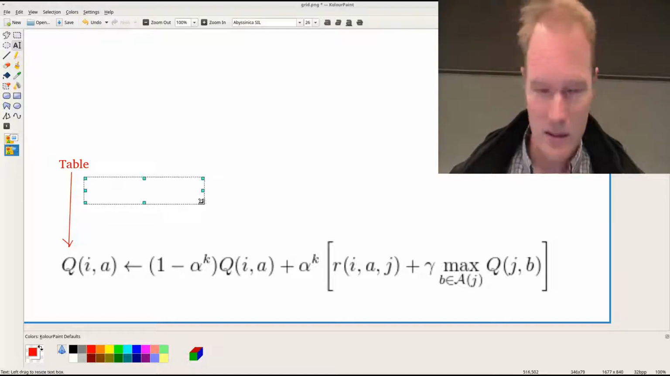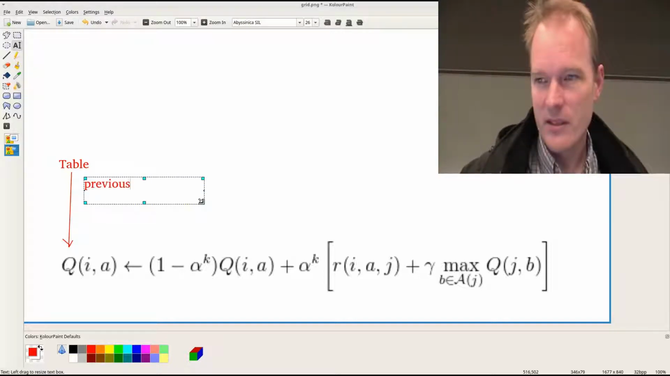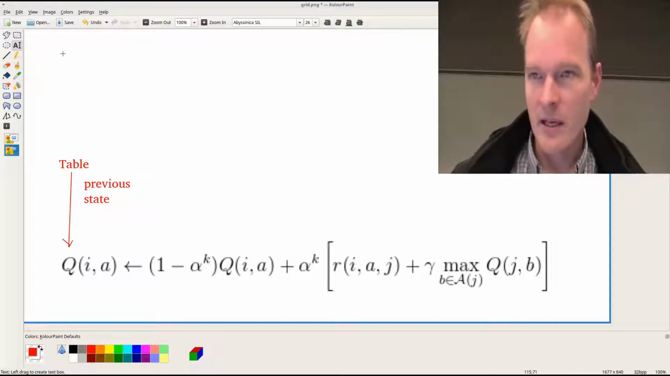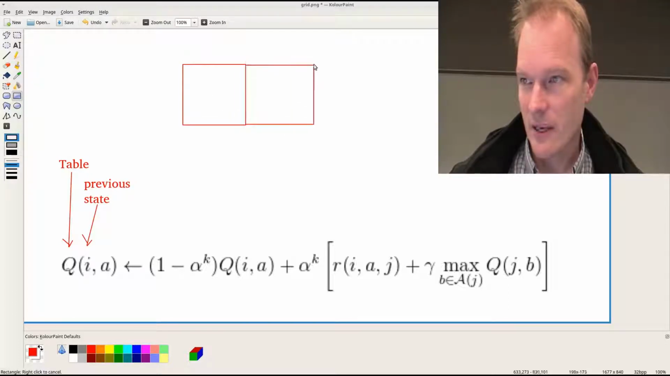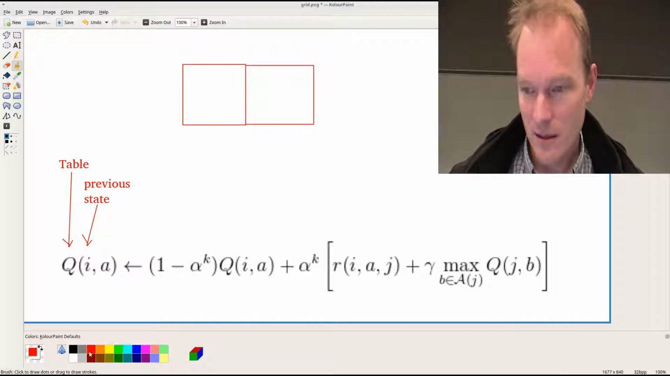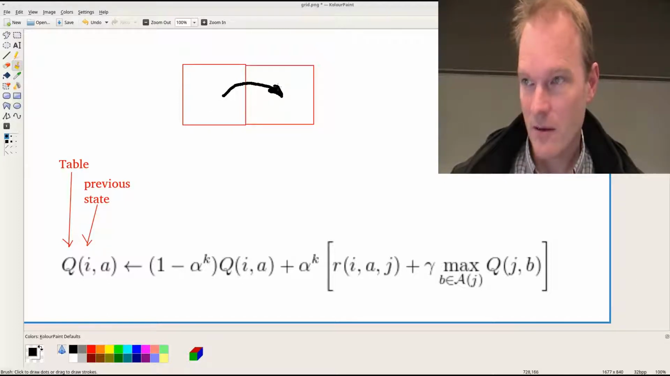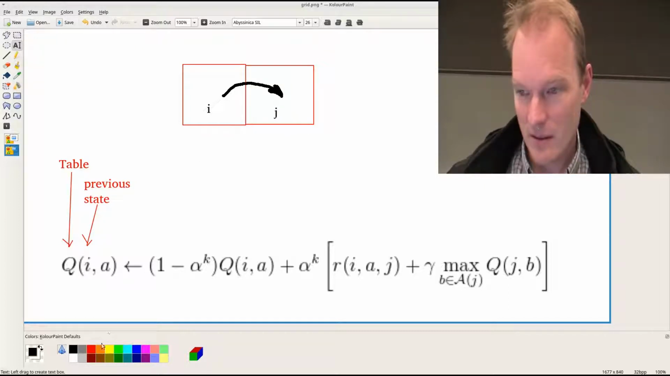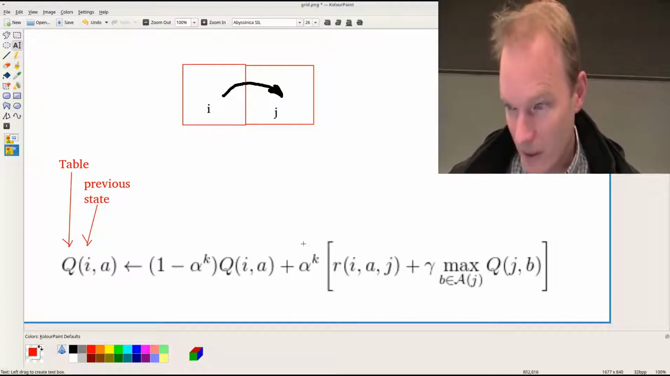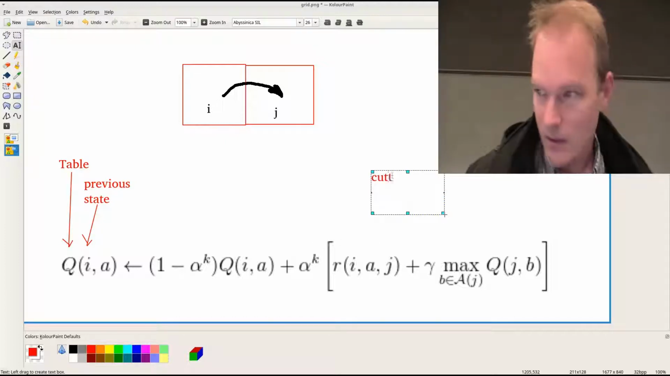Okay, I is going to be what I'll call the previous state, meaning if your robot was in this state and it transitioned into that state, so you're going from here to there, then this one would be state I, and this one would be state J. So we might further come down here and call J the current state.